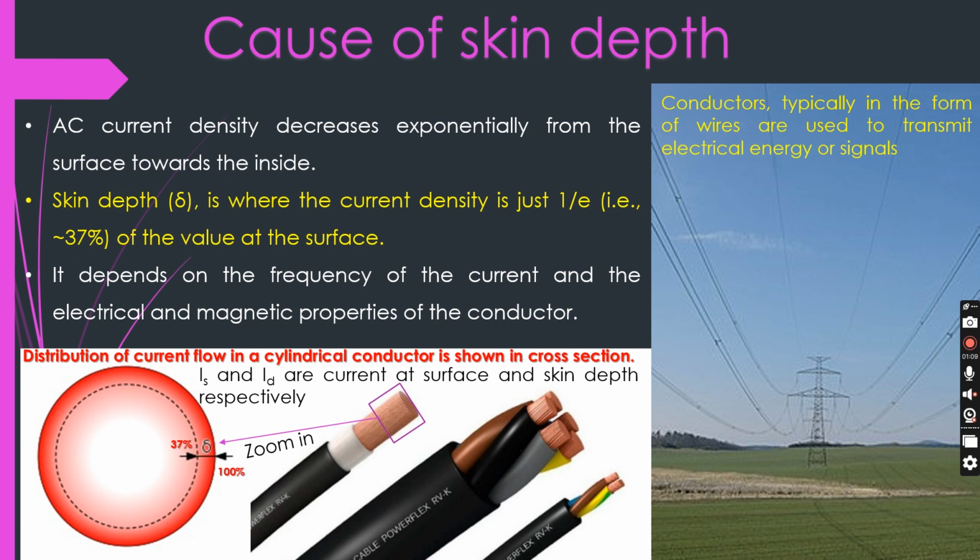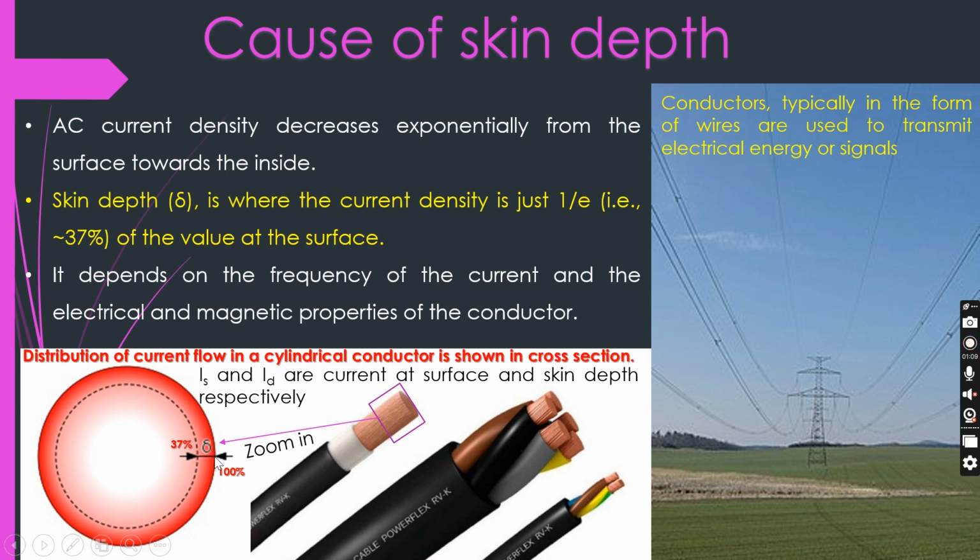Now let us understand the cause of skin depth. What is a conductor? Here I have given one picture. Everybody must have seen this electric wire, how it goes. So a conductor is typically in the form of wires which are used to transmit electric energy or signals. So these wires are conductors. Now have a closer look within this conductor. Further zoom in. This is an outline of a conductor wire. Maybe it is cylindrical. This section is circular.